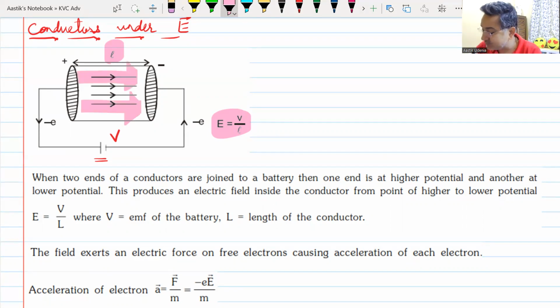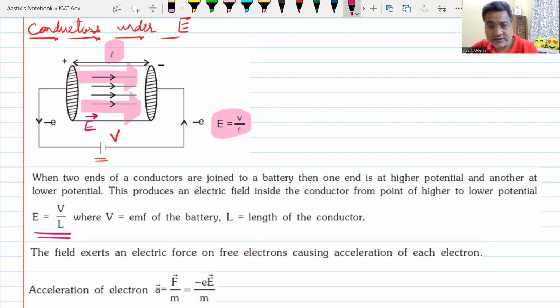Do we see this? Yes, sir. Now, because of this electric field, which magnitude-wise can be written as V by L, the electrons will start to experience a force, and then they will be accelerated in a direction which is opposite to the direction of electric field. Do we understand this? Yes, sir.